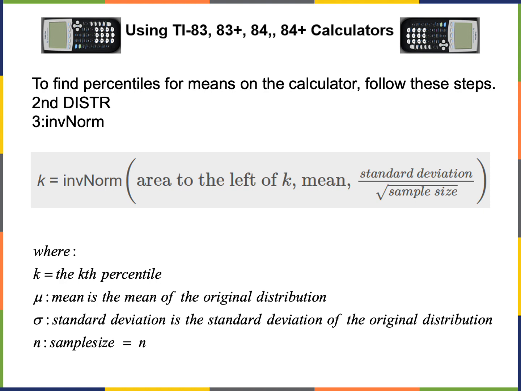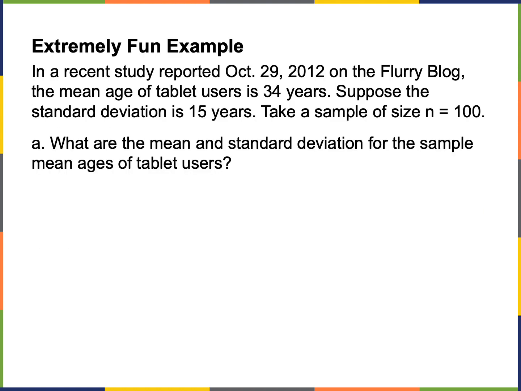We're going to get to this in a second. All right, so let's see here. In a recent study reported October 29th on the Flurry blog, the mean age of tablet users is 34 years. Suppose the standard deviation is 15. Let's take a sample size of n equal to 100. What are the mean and standard deviation for the sample mean ages of tablet users?